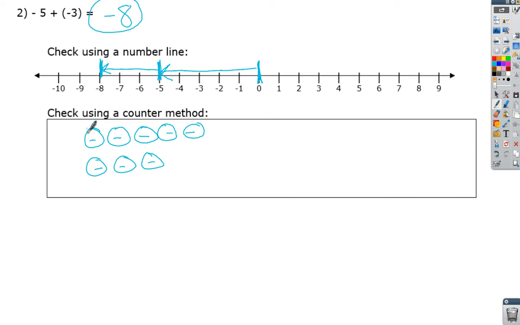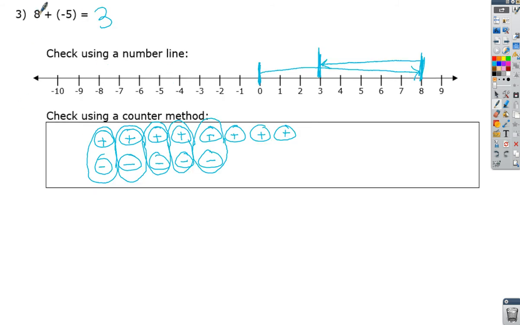We can also draw our counters, and we can draw our first number with 5 negative counters, 1, 2, 3, 4, 5, and 3 negative counters, 1, 2, 3. And normally you can circle and cancel out your 0 pairs, but we have no positives, so we can't do that. So we just count our counter models: negative 1, negative 2, negative 3, negative 4, negative 5, negative 6, negative 7, negative 8.